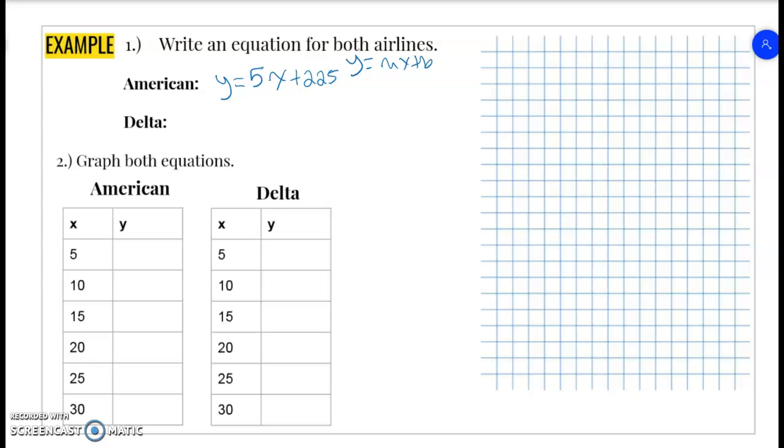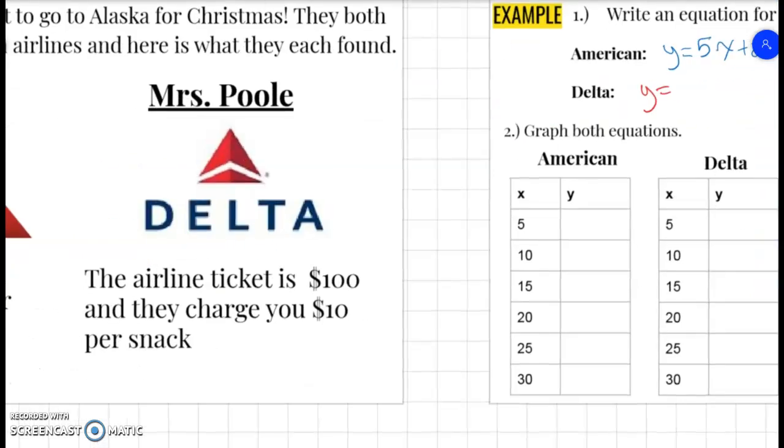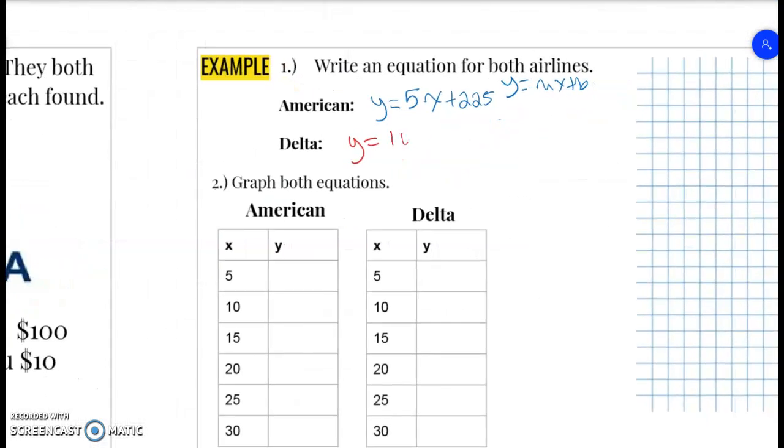Now I'm going to do the same thing with Delta. How much is it going to cost me per snack? $10, and my airline ticket is $100.